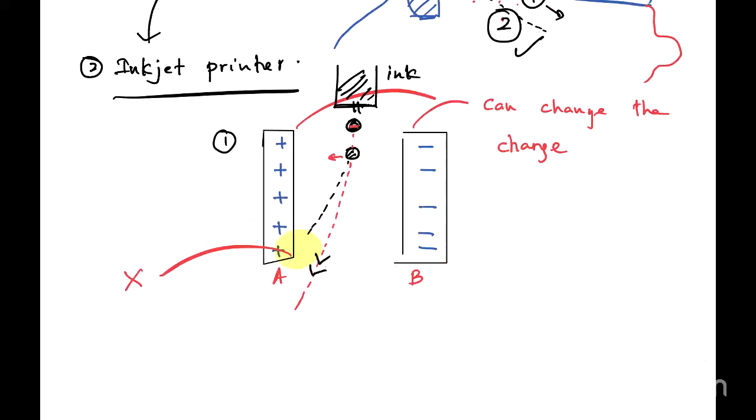So if you consider this the first situation, you can change the direction of the ink droplet like this. And if you need to change the path to this side, then what we should do is make the B plate positive, and eventually A is going to be negative. So you need to repel the ink droplet away from A, right? So you need to make A negative, and the B plate will be positively charged, right?